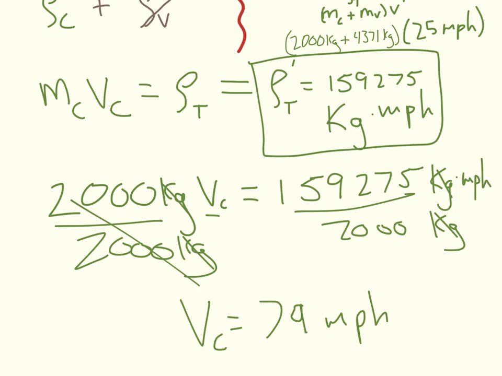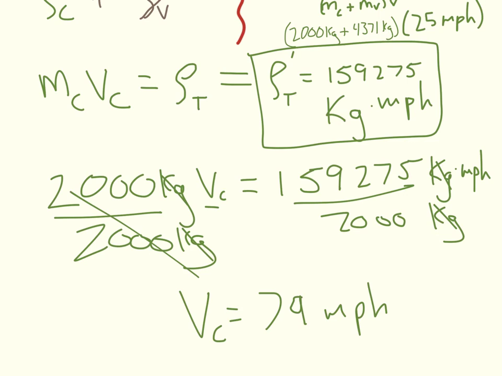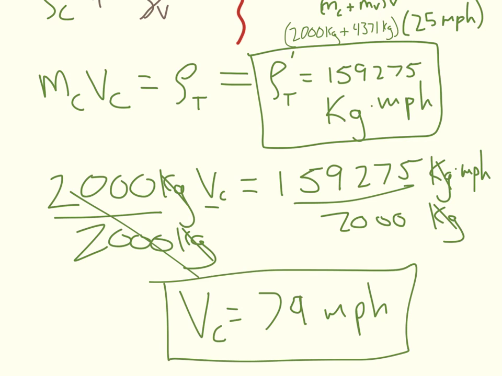The original question was wanting to know, was the driver being reckless? And seeing that the posted speed was only 45 miles per hour, which we haven't used up until now, it's only a reference to see if they were being reckless. The only way that these two vehicles could have left with that speed of 25 miles an hour after the collision is if the original vehicle had been moving with a speed of 79 miles an hour. And you can understand how that would be an important question for the insurance companies or the police that are trying to investigate.